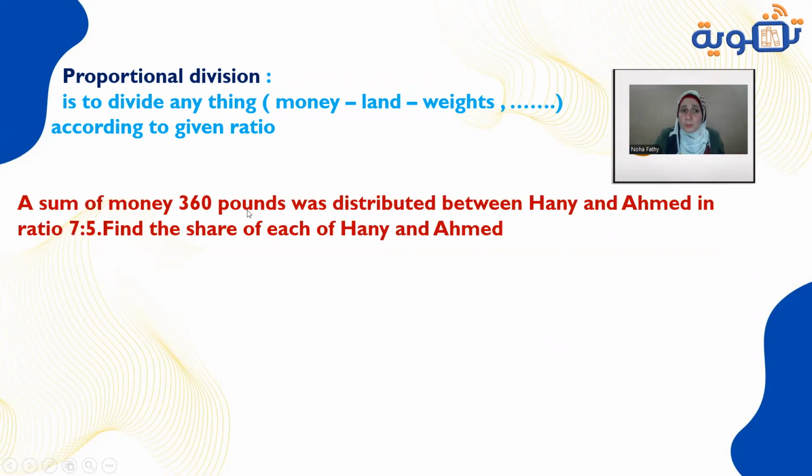A sum of money, for example, 360 pounds, was distributed between Hani and Ahmed in the ratio 7 to 5. So I'll write Hani to Ahmed, I will write 7 to 5. Then I will write sum. Why? Because I want to distribute the total amount of money among them. 5 plus 7, 12, and we said always we add or subtract the ratio at the beginning, then I'll put the real sum, 360. Then question mark, then make cross multiplication to find the share of Hani and the share of Ahmed.